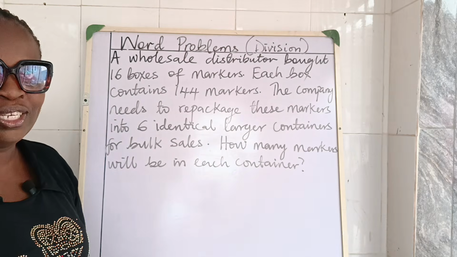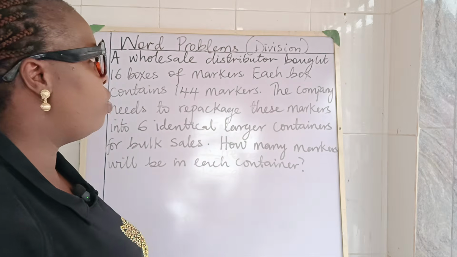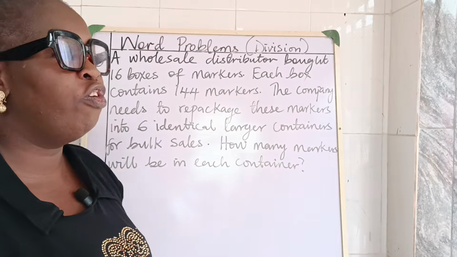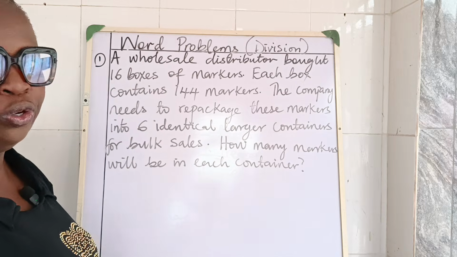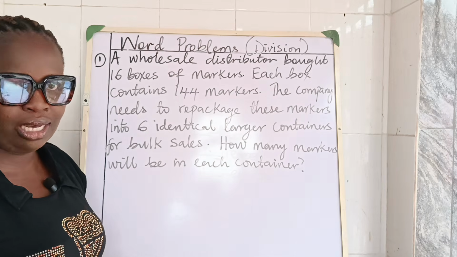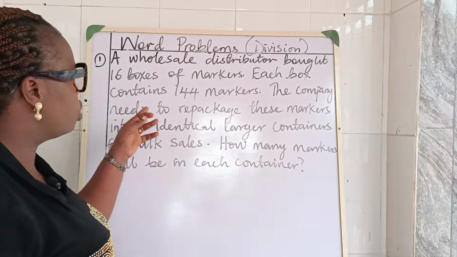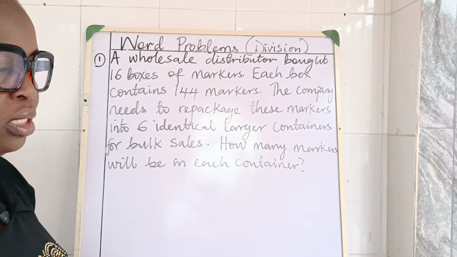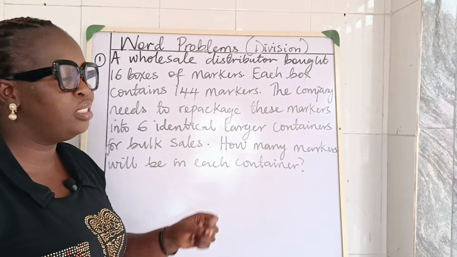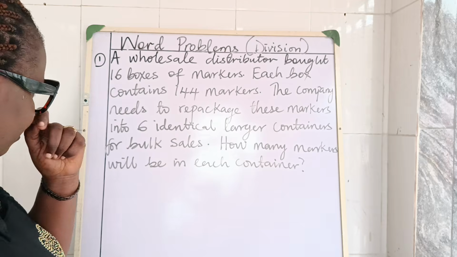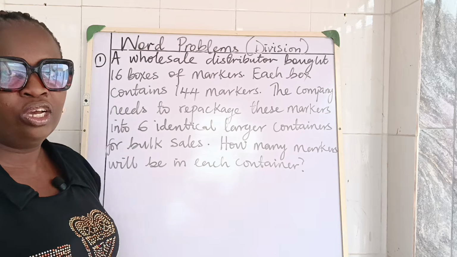Now let's look at this question. This is number one question. Let's look at it and know how we are going to interpret it for us to be able to solve and get our answers correctly, right? A wholesale distributor bought 16 boxes of markers. Each box contains 144 markers. The company needs to repackage these markers into 6 identical larger containers for bulk sales. How many markers will be in each container?